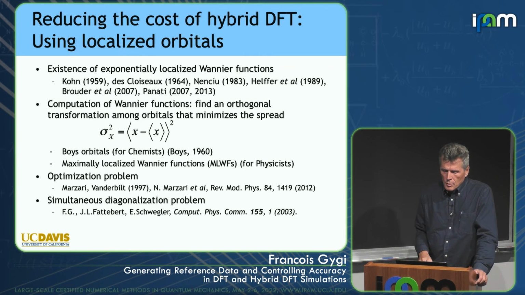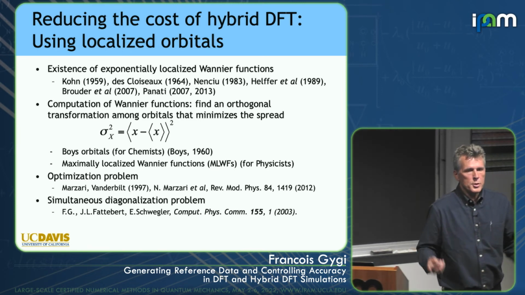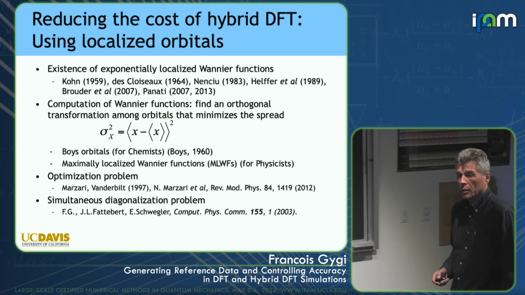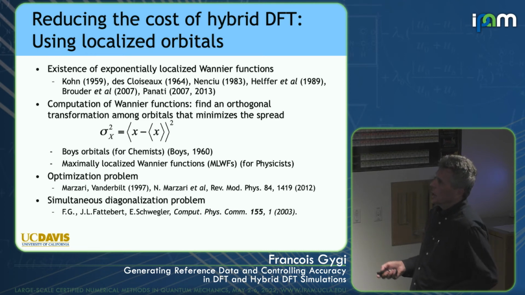Now, one approach that's been typically used to reduce the cost of these calculations is to try to localize orbitals and then truncate them so that we can avoid computing all these exchange integrals. And so that led to the consideration of Wannier functions, and it's been known and shown pretty rigorously that they can exist and they are exponentially localized if there's a gap in the spectrum.